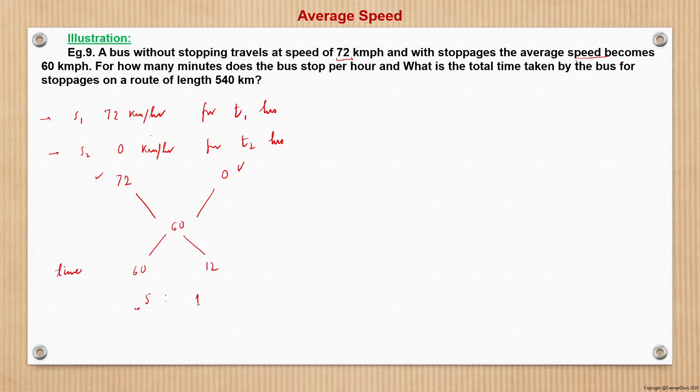So, the first part: how many minutes does the bus stop per hour? In 6 hours the bus stops for 1 hour, right? So in 1 hour the bus stops for 1 by 6 hours, which is nothing but 10 minutes, right? So this is the answer to the first part. The second part: what is the total time taken by the bus for the stoppages on a route of length 540 kilometer?